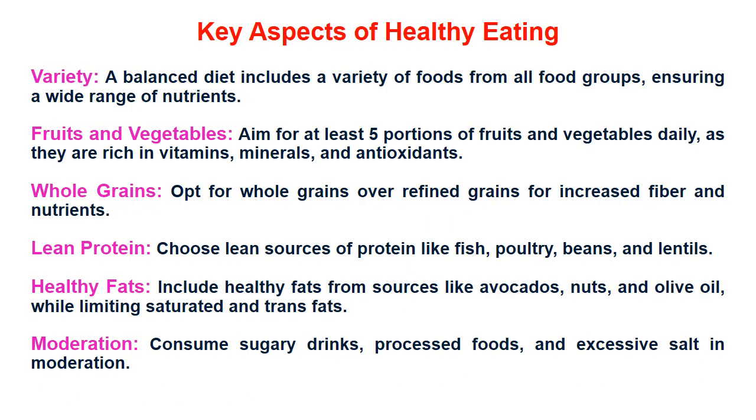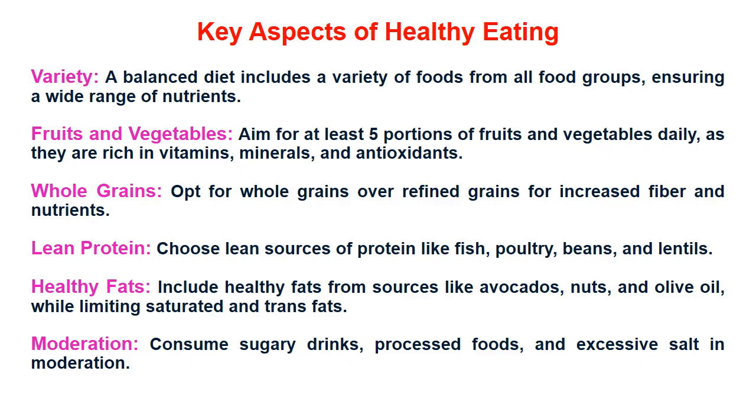Now we will go into a little more detail about the role of food in health, the key aspects of healthy eating, and how food plays an important role in our health. First thing is variety. A balanced diet includes a variety of foods from all food groups, ensuring a wide range of nutrients. So we must have a balance of different varieties, starting from fruits, vegetables, fats, quality proteins, plant origin, animal origin in proper balance.